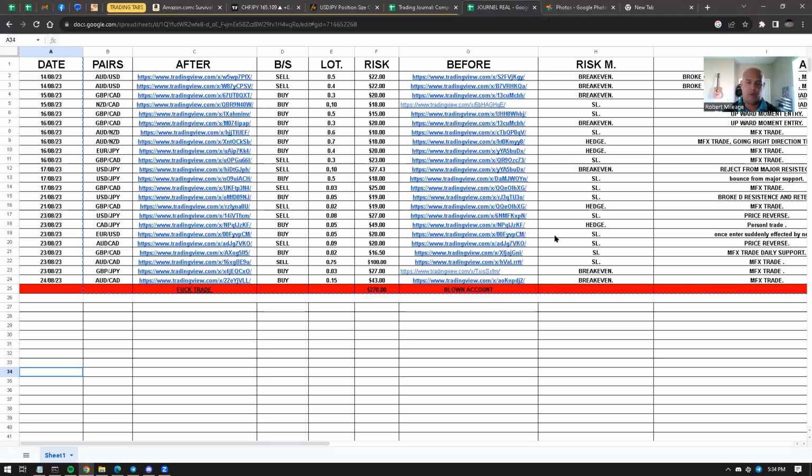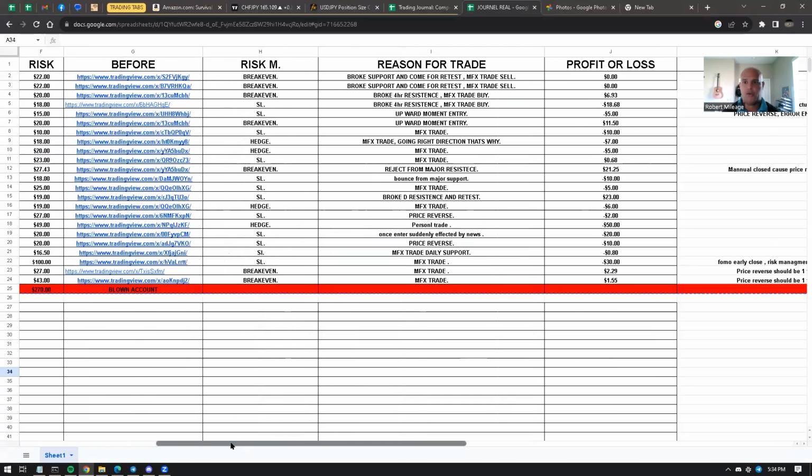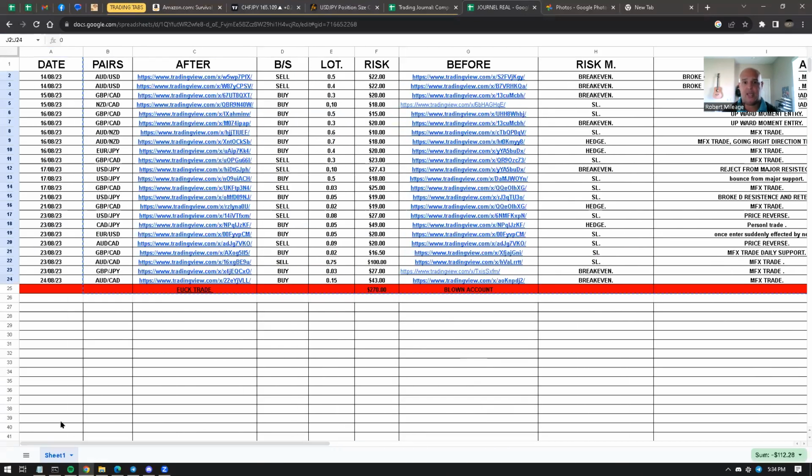One of the things, right off the rip, I want to look at is your profit and loss. And when I look at your profit and loss, this is a blown account. It looks like you had a loss of $112. So with that being said, to me, risking $22 per trade, if this is accurate, is way too much. Especially if you're asking for somebody to review your trading journal to say, hey, where am I going wrong.